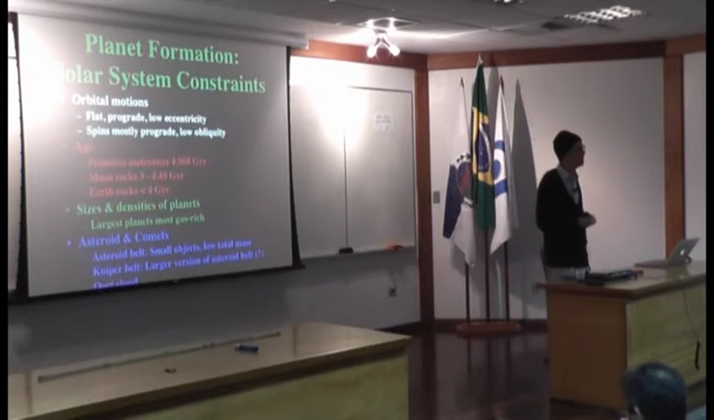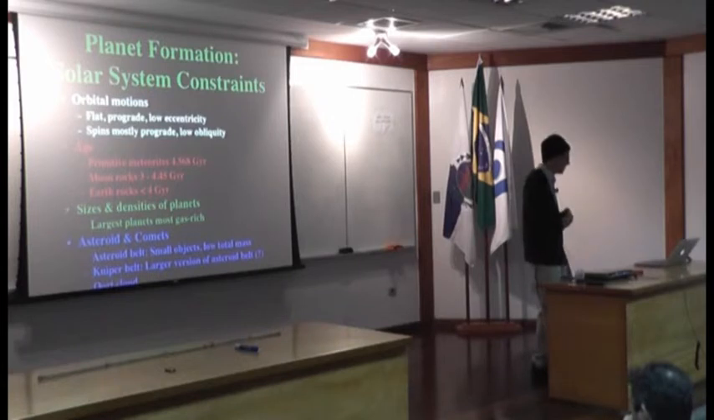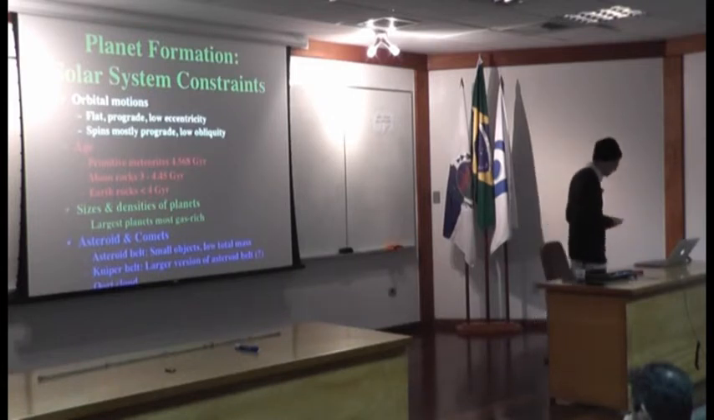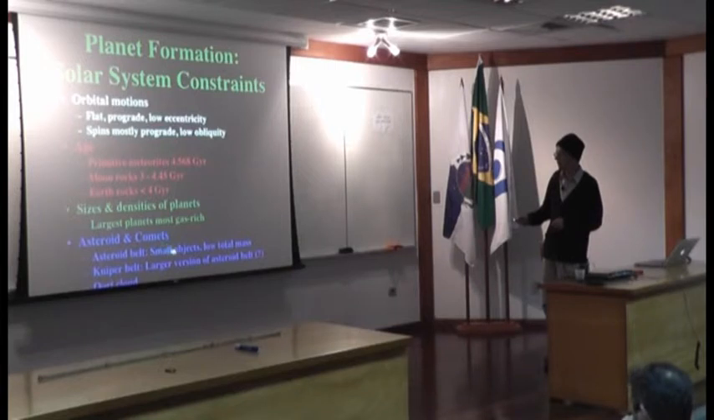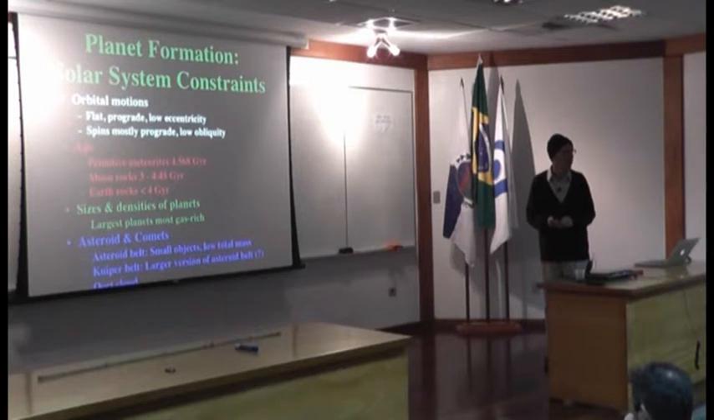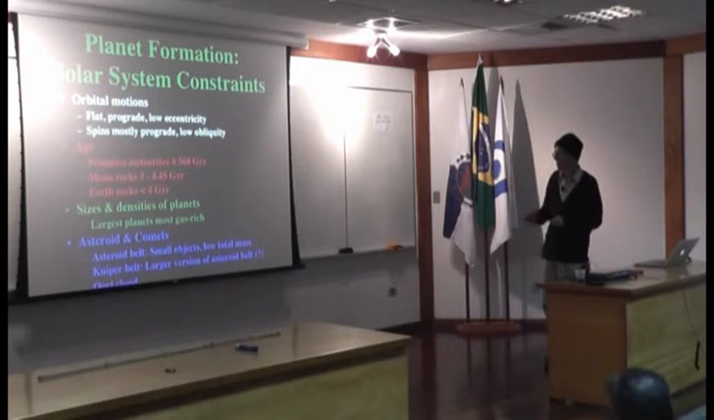There are zircons, these little grains that are very hardy that Ted talked about yesterday, which are 4.3 or so billion years old, maybe 4.4. Largest planets are most gas-rich. Asteroid belts, small objects, total mass less than 100th that of Earth, well under 100th of Earth, around 1,000th.